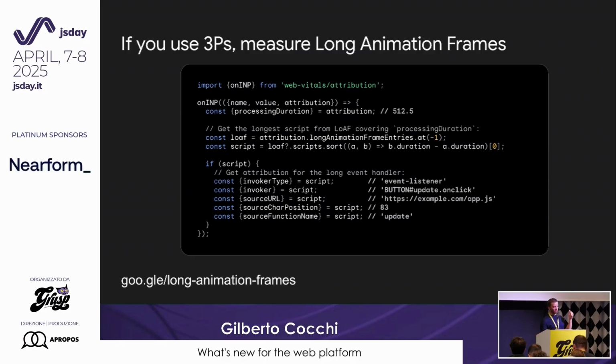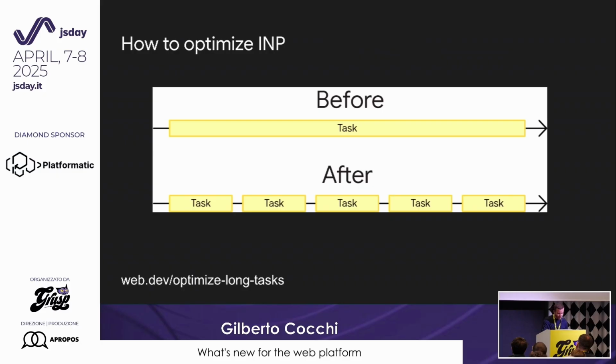So if you find the information there, I suggest capturing it, aggregating it and sending the beacon, making a nice dashboard with Grafana, whatever, and then maybe complaining to the third parties. You can find a really good article about how to use long animation frames, but I really suggest you just use Web Vitals JS. So then, how do you optimize INP?